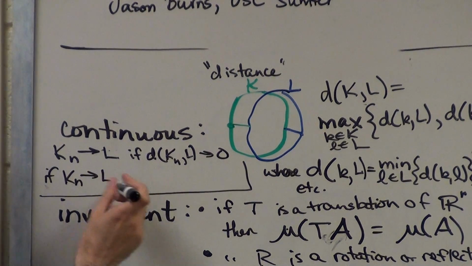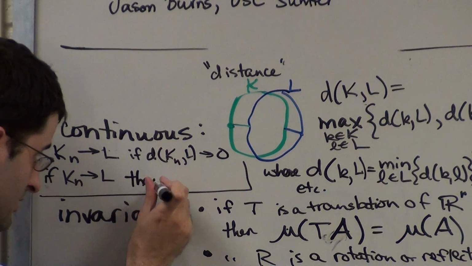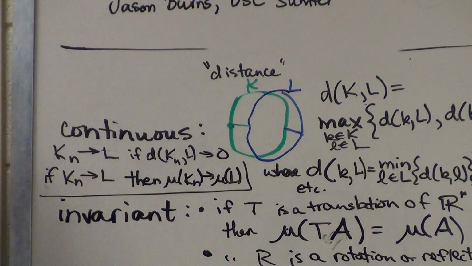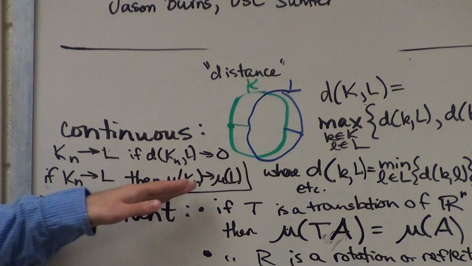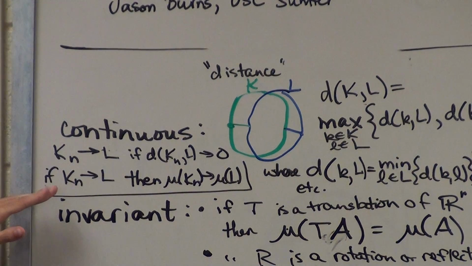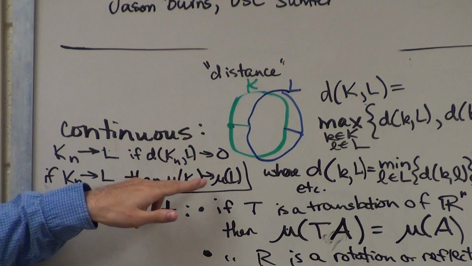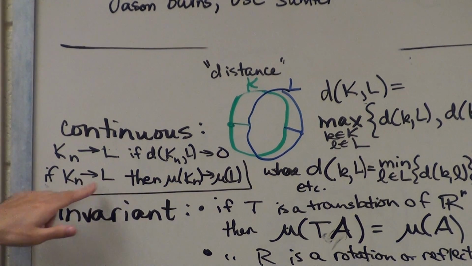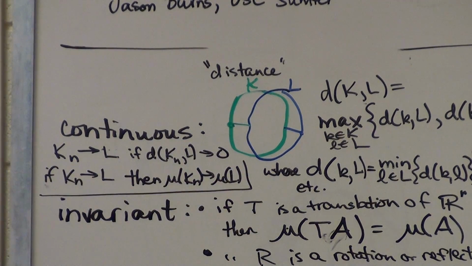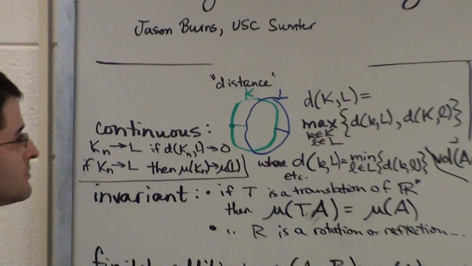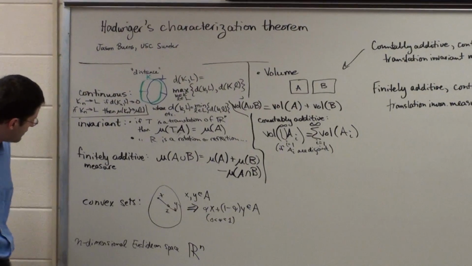Then if the K's are approaching the limit, then the measure should approach a limit as well. So it's a little bit of a way around from our usual understanding of continuous, because we have to make sure that we're defining these. And the other thing, of course, is that these have to still be convex sets, because we're only defining the measure on convex sets. So now I've officially defined that.